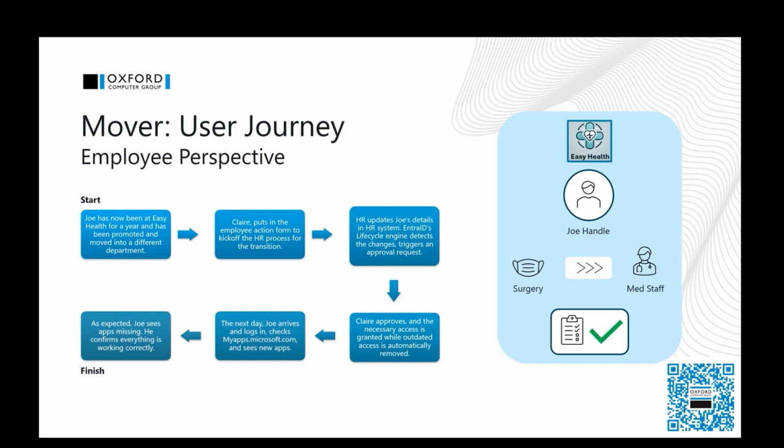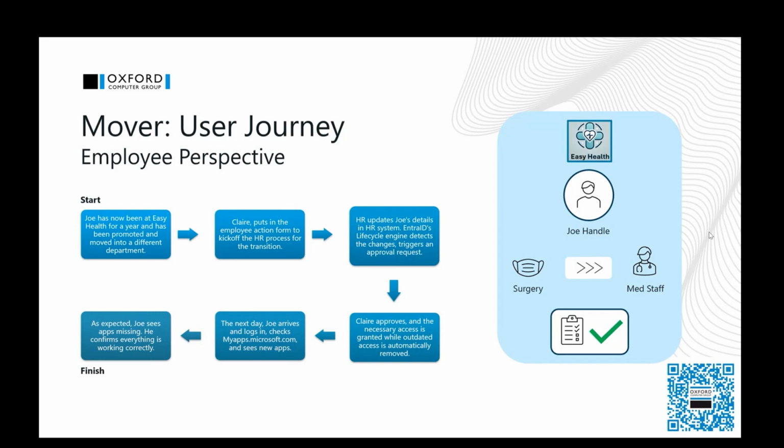HR places the changes into the HR system, Workday, something like that, by updating the role, the title, the department. Entra ID's lifecycle engine picks up the changes and publishes the new attributes, which then kick off an approval process for the new access package. Claire approves those, and in return, she receives a confirmation that the access has been provisioned. Also, for the previous app access that isn't required any longer, there's a conflict found, and this needs to be remediated before access can be fully granted.